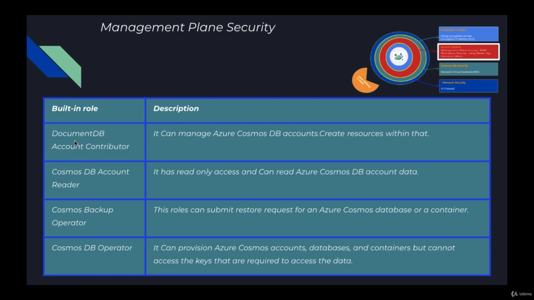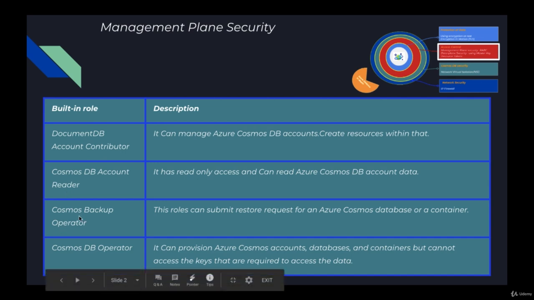These are the role-based access controls, meaning that according to different roles you can assign these built-in roles to your users or groups so that they can manage Azure Cosmos DB. The first is the Cosmos DB Account Contributor, also called DocumentDB, which is another name for Cosmos DB. It can manage your Cosmos DB account and create resources within it. Then we have the Cosmos DB Account Reader role, which has read-only access to read the data in your Cosmos DB.